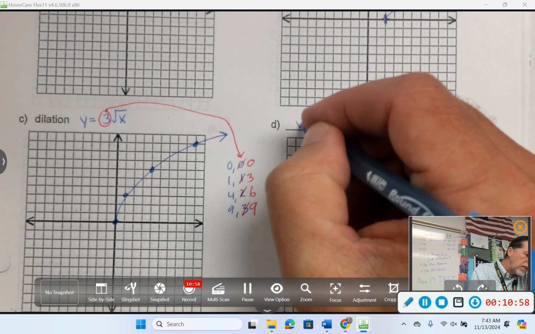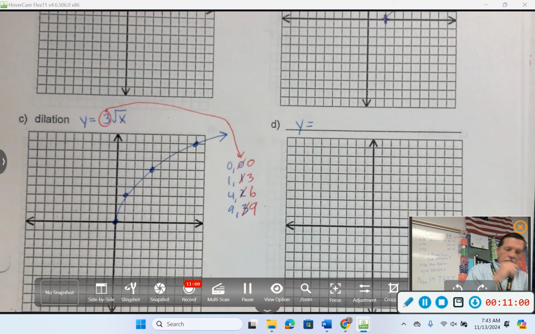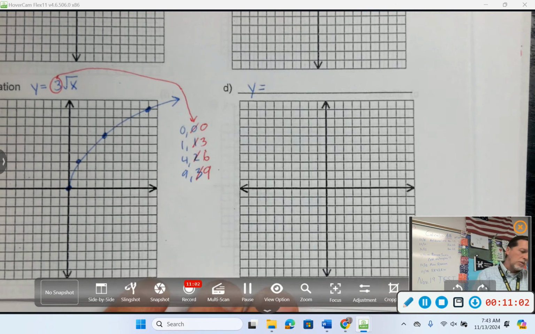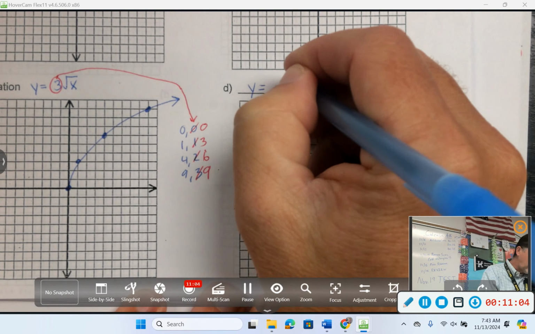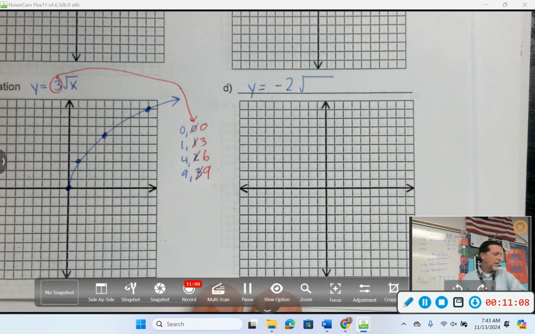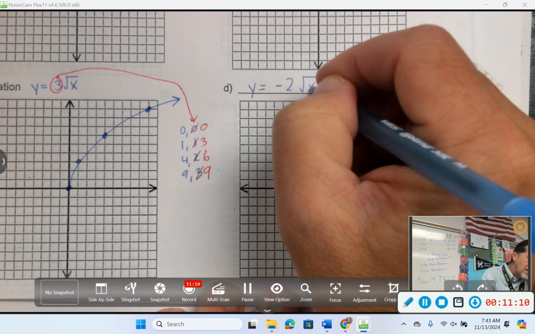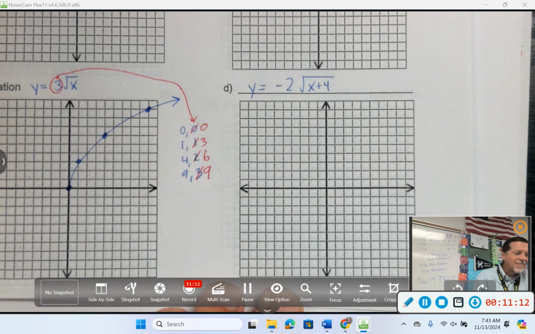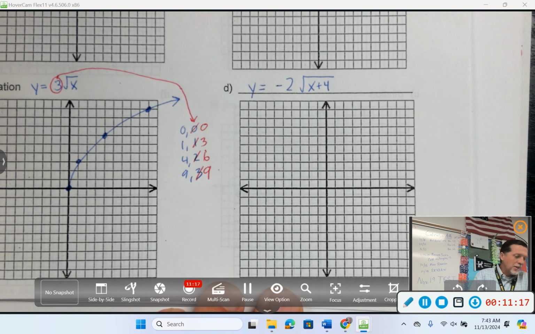Okay, well let's do everything all in one here. See how badly we can mess up a square root function. Negative 2, you're reading my notes here. Negative 2, square root, you want to keep going? X plus 4. Sure. I mean, that's not what I had written, but it'll work.